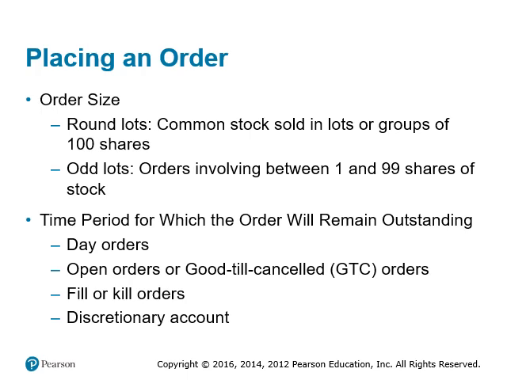Then we have the odd lots. These are all orders involving between 1 and 99 shares of stock. You can purchase between 1 and 99. Then another thing you should consider before placing an order is the time period for which the order will remain outstanding. It could be day orders, open orders, or good-till-cancelled orders. It could be fill or kill orders. It could be discretionary accounts. So all these are the various time periods for which the orders can remain before they are cancelled.